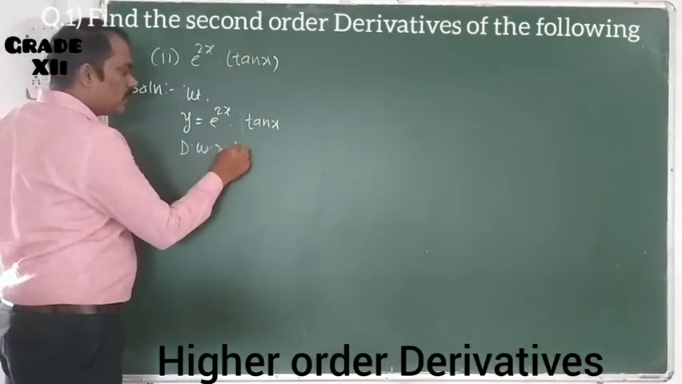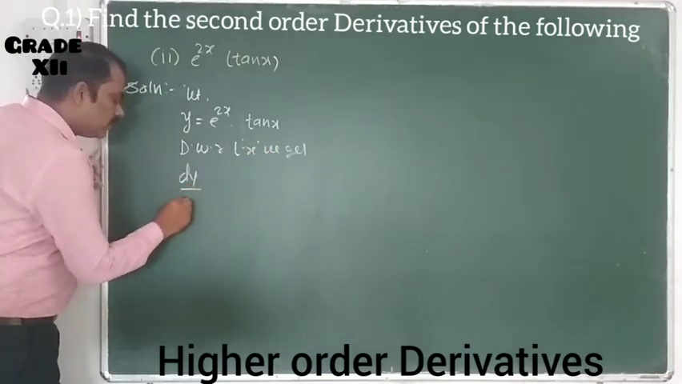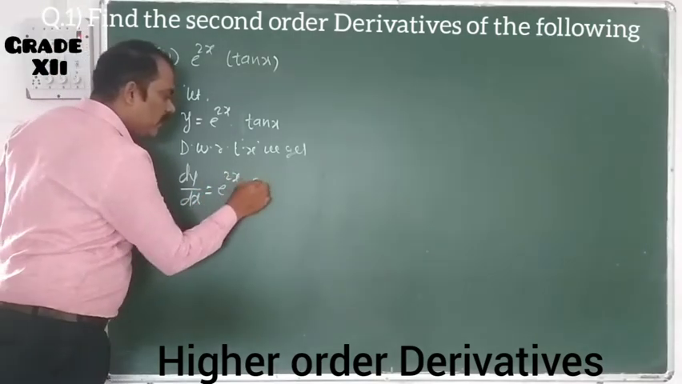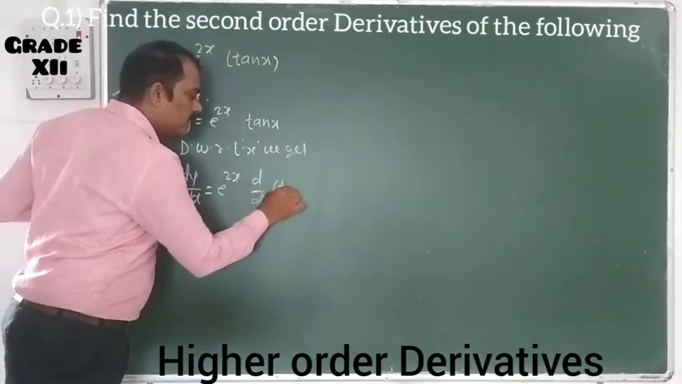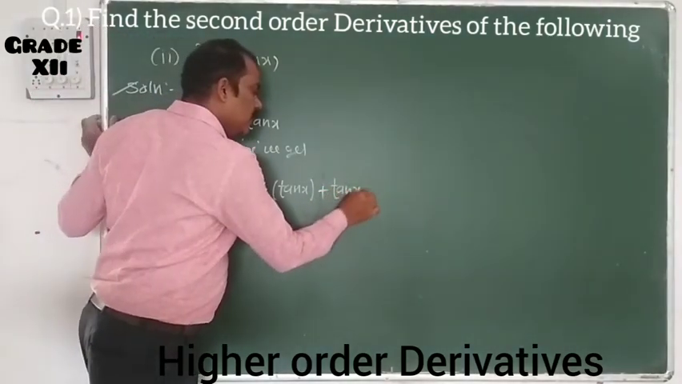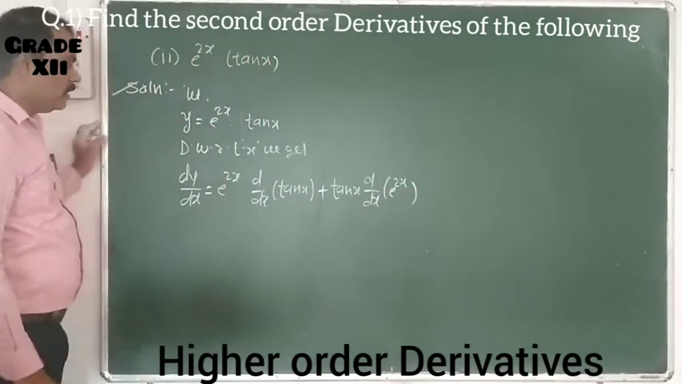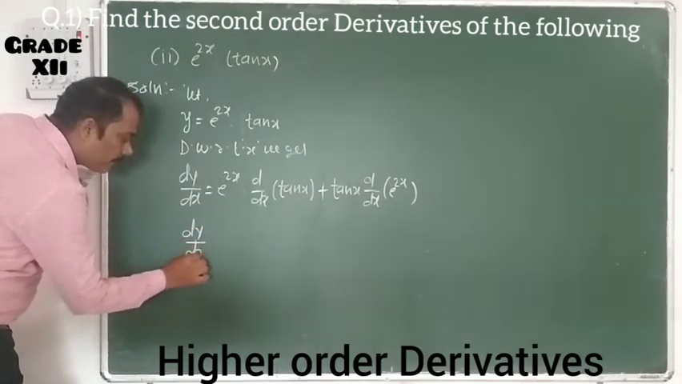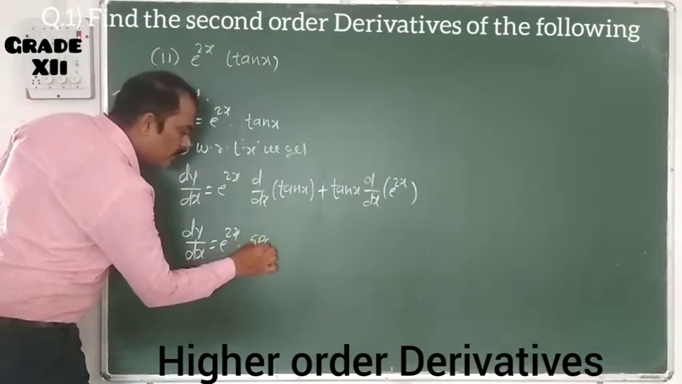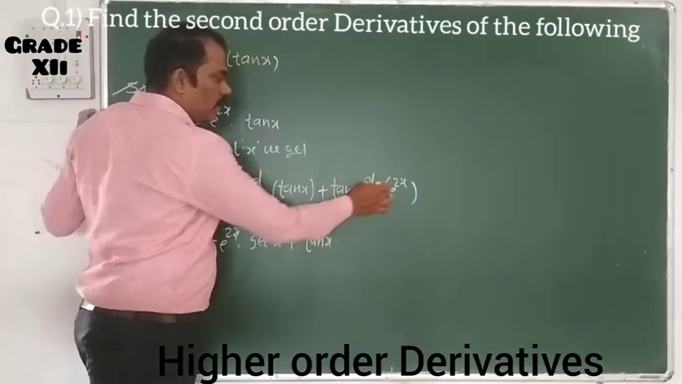Differentiating with respect to x we get dy by dx is equal to, according to the product rule, first function keep as it is, e raised to 2x, into d/dx of tan x, plus second function keep as it is, derivative of first function d/dx of e raised to 2x. So dy by dx is equal to e raised to 2x. What is the derivative of tan x? Derivative of tan x is nothing but sec square x.